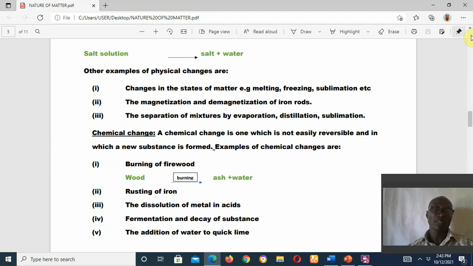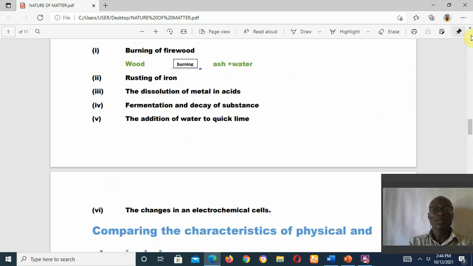When firewood burns, it burns to give ash and water. So the water will go into vapor, and the ash, when combined with our water that already has gone, cannot form our wood again. So it is not easily reversible. So such process is called a chemical change. Another example is rusting of iron. By the time our iron rusts, then we will form iron rust. And our iron rust cannot be what?